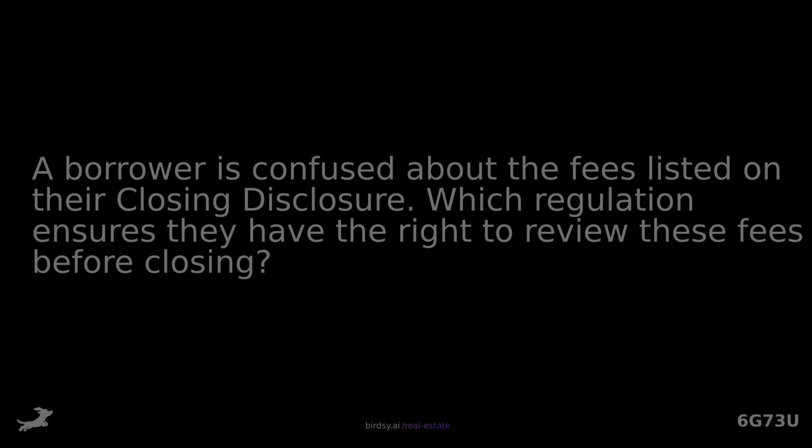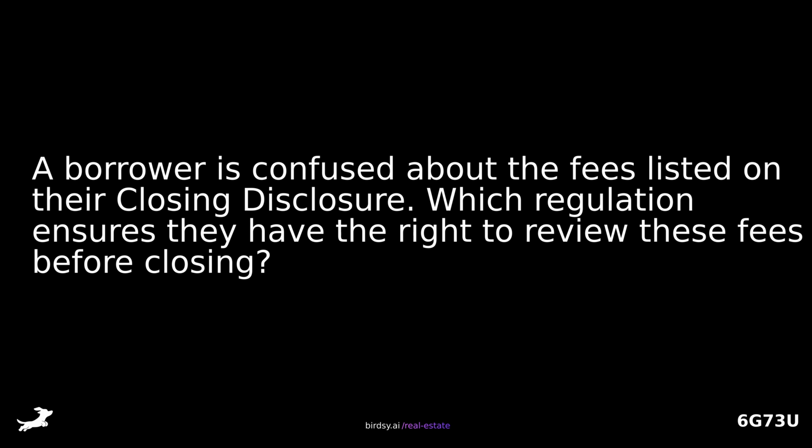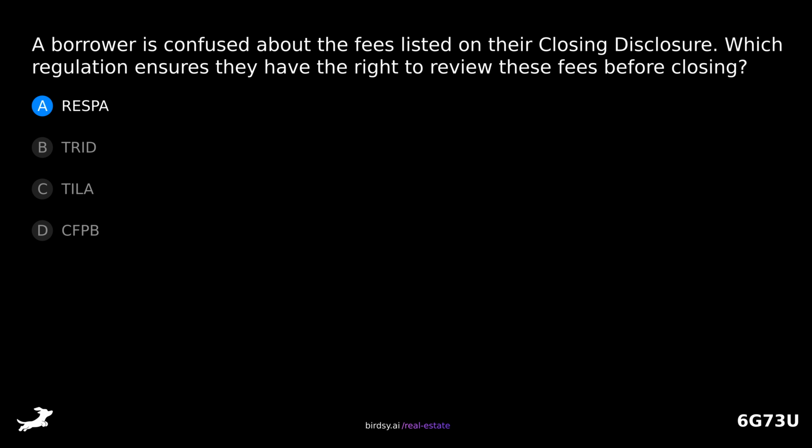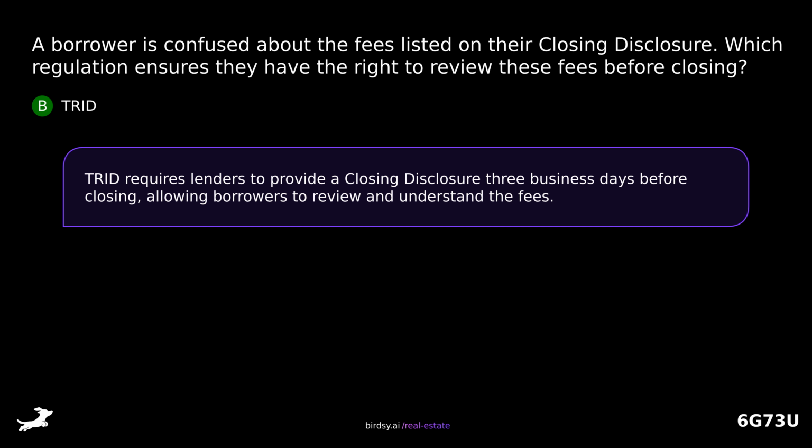loans. A borrower is confused about the fees listed on their closing disclosure. Which regulation ensures they have the right to review these fees before closing? Is it A, RESPA, B, TRID, C, TILA, or D, CFPB? The answer is B, TRID. TRID requires lenders to provide a closing disclosure 3 business days before closing, allowing borrowers to review and understand the fees.